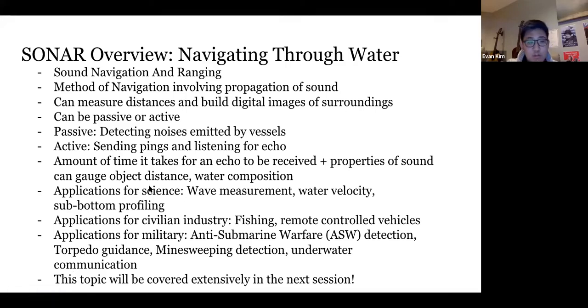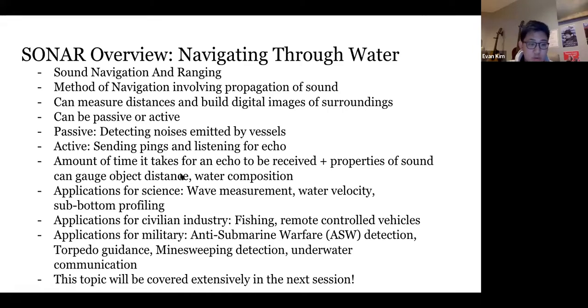Sonar can be used to both measure distances and build digital images of surroundings. Especially with submarines that are very deep underwater, it can be very difficult to see in a dark environment like that. So digital images that are computerized are necessary for submarine crews to understand what their environment looks like.